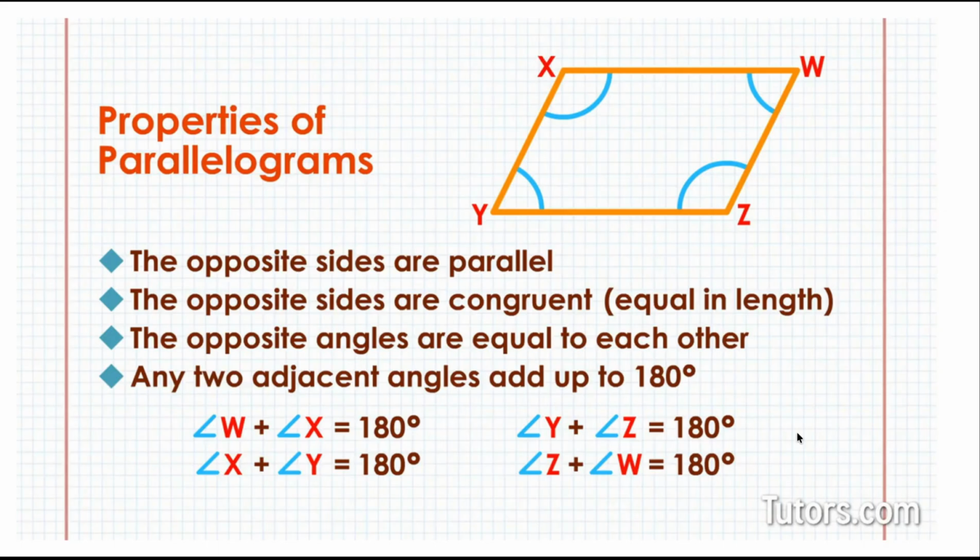So let's look at that. XW is parallel and congruent to YZ. XY is congruent and parallel to WZ. And then when it says the opposite angles are congruent, it's meaning these right here. So X and Z, Y and W. And any adjacent angles add to 180.